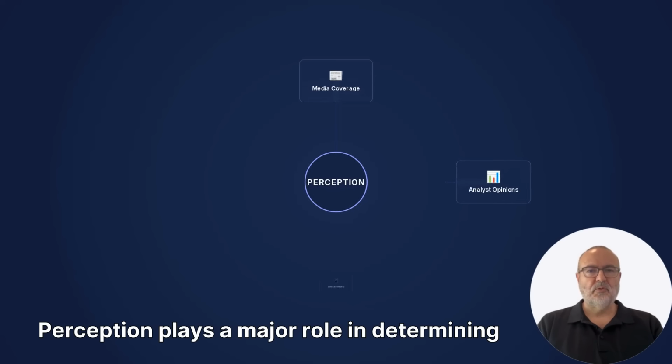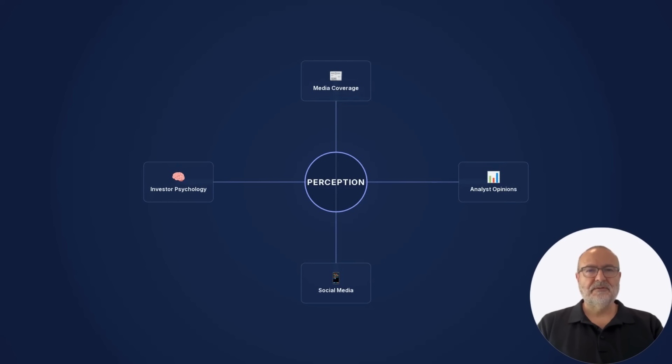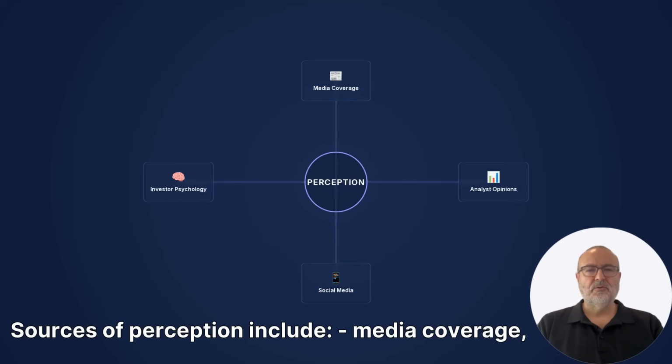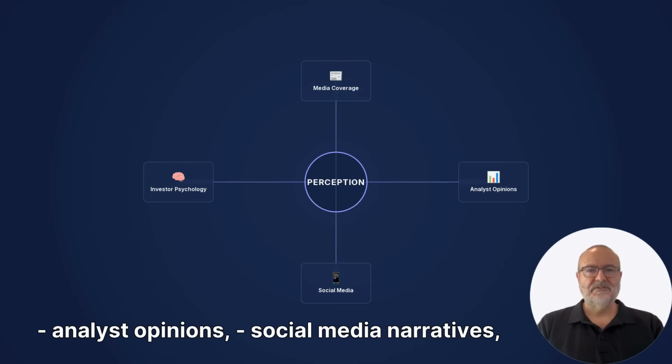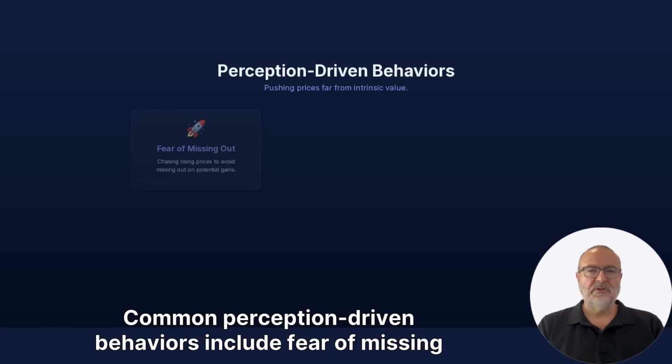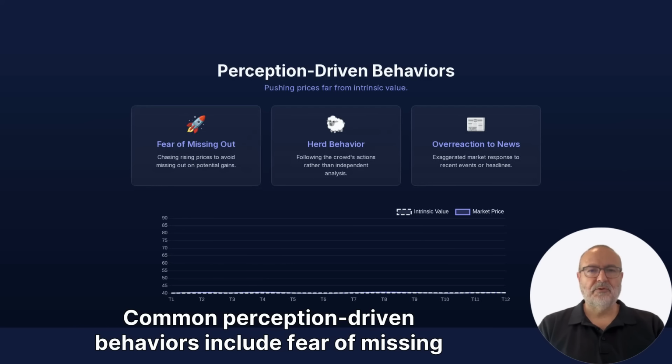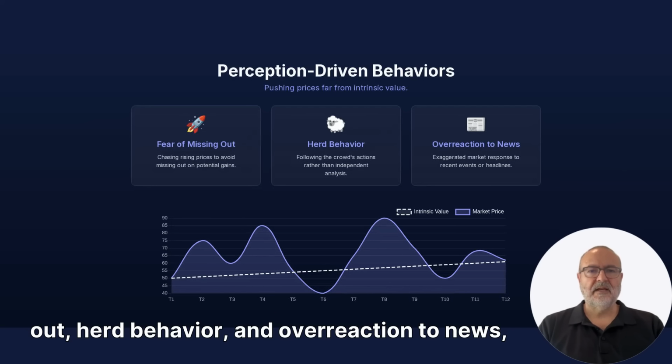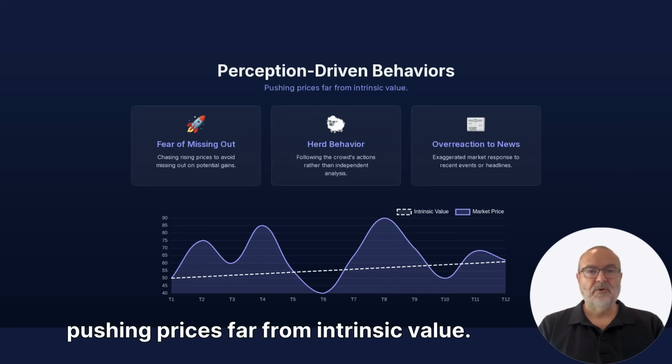Perception plays a major role in determining market prices. Sources of perception include media coverage, analyst opinions, social media narratives, and investor psychology. Common perception-driven behaviors include fear of missing out, herd behavior, and overreaction to news, pushing prices far from intrinsic value.